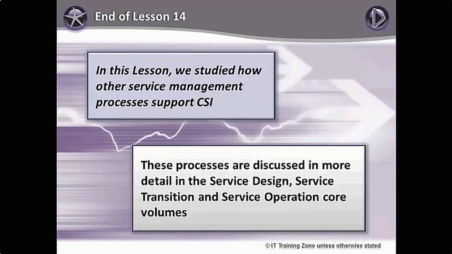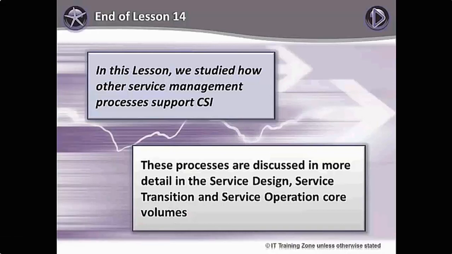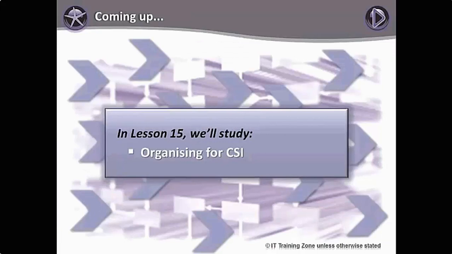You've completed Lesson 14, Supporting Methods and Techniques. We've looked at how other service management processes can support continual service improvement. These processes are discussed in more detail in the Service Design, Service Transition, and Service Operation core volumes. If these are relevant to your role, you may wish to do further reading around them. In Lesson 15, we'll look at organizing for continual service improvement.